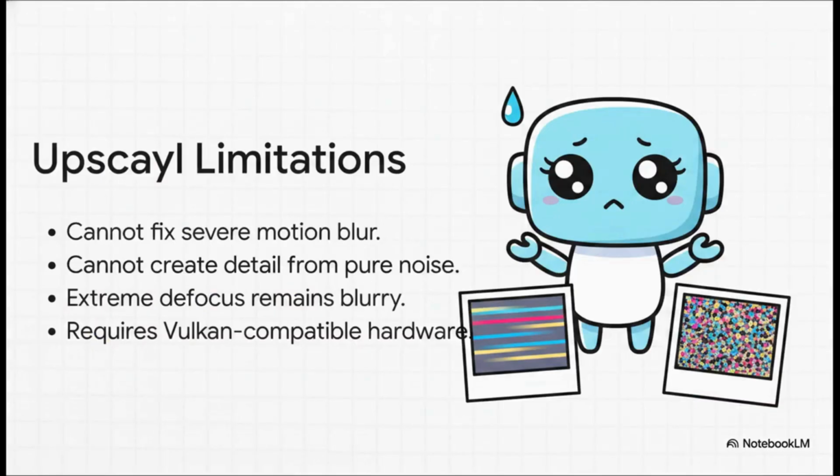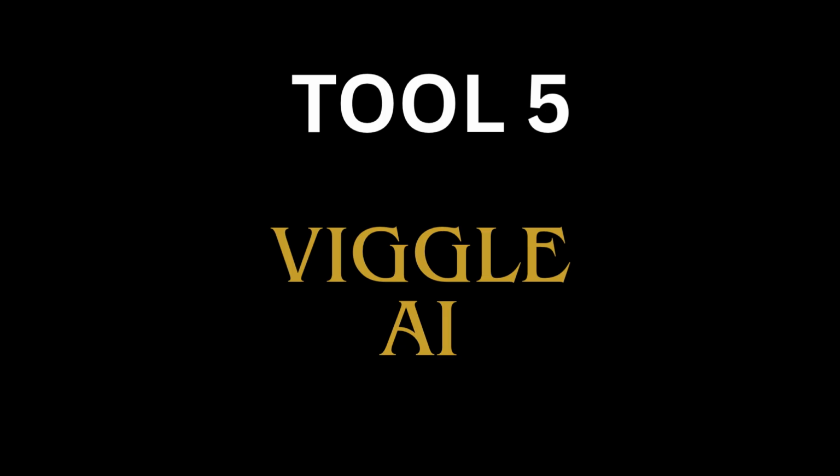It's also totally vital to understand the limitations. AI is powerful, for sure, but it can't invent reality out of thin air. Upscale cannot fix severe motion blur. It can't de-blur an image that is completely out of focus. And it definitely cannot magically create true detail out of pure camera noise. It enhances what is already there. It doesn't perform miracles on completely destroyed data.